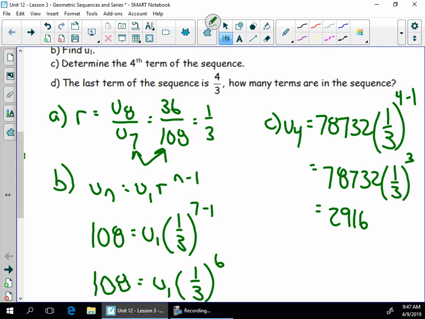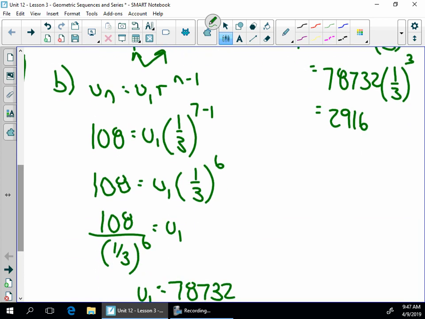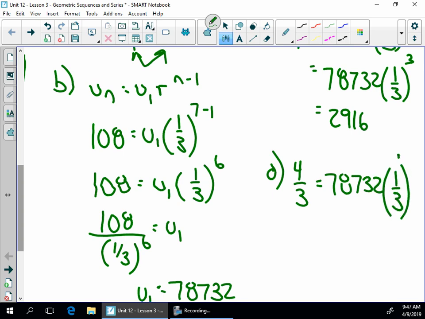And then d, the last term of the sequence, is 4/3. How many terms are in the sequence? So we did one of these yesterday. And if I know the last term, I put it as my un. I just have the rest of the equation. Nothing's changed here. The only difference is I have to solve for n.